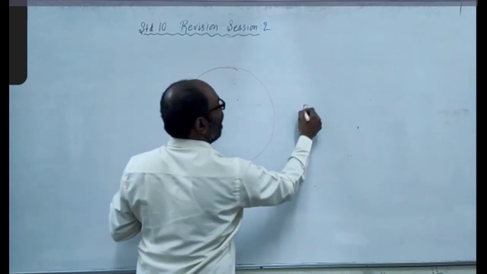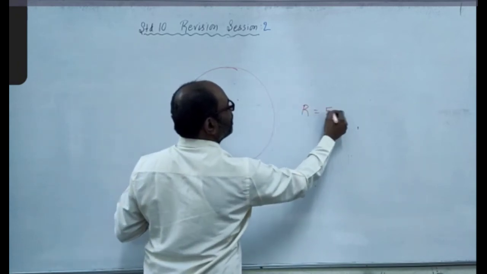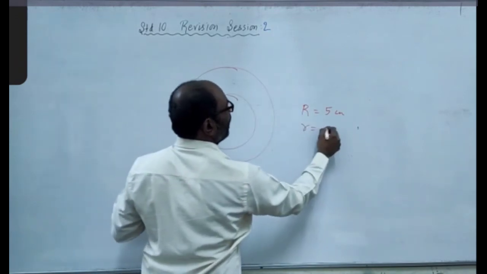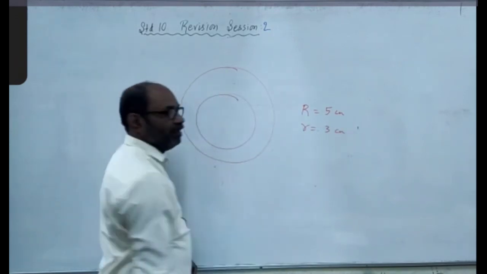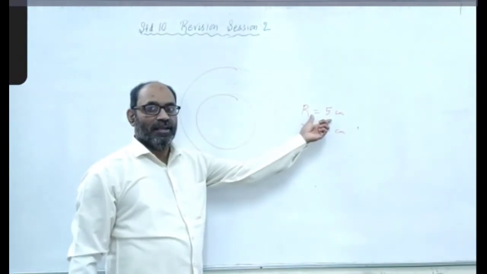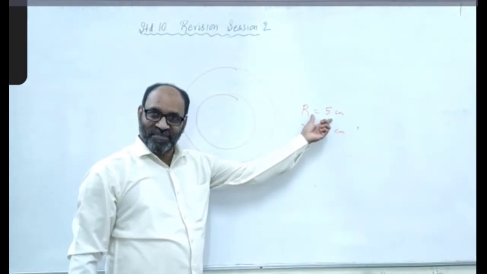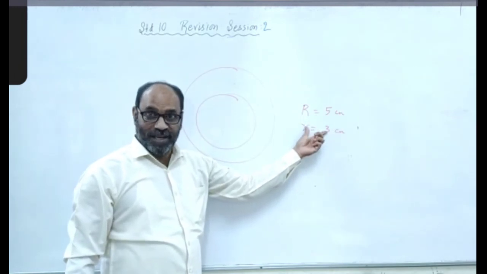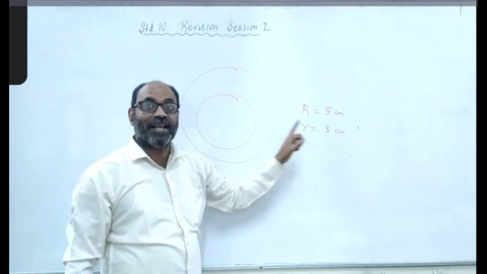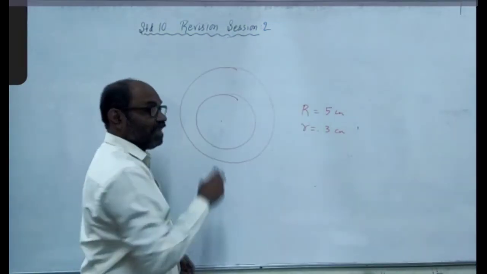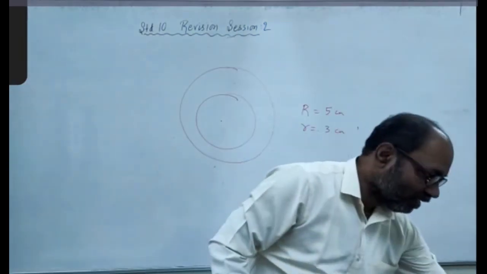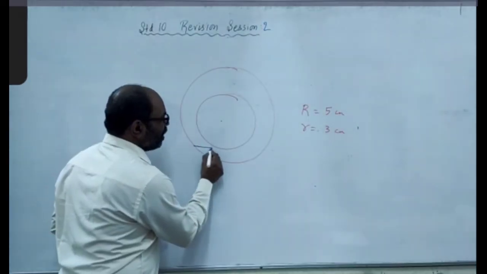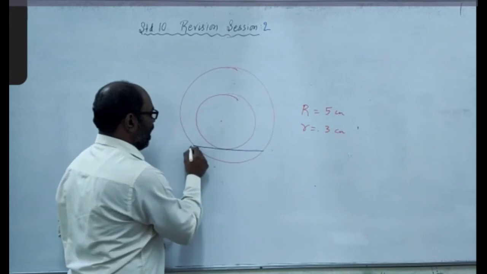One with the outer radius, larger radius, 5 centimeter, and other with smaller radius, 3 centimeter. बाहर का सर्कल, larger circle, the radius is capital R, जो बड़ा है 5 centimeter. The inner circle, the smaller circle, its radius is small r, and that is 3 centimeter. These are 2 concentric circles. How are these 2 circles? Concentric. Right.